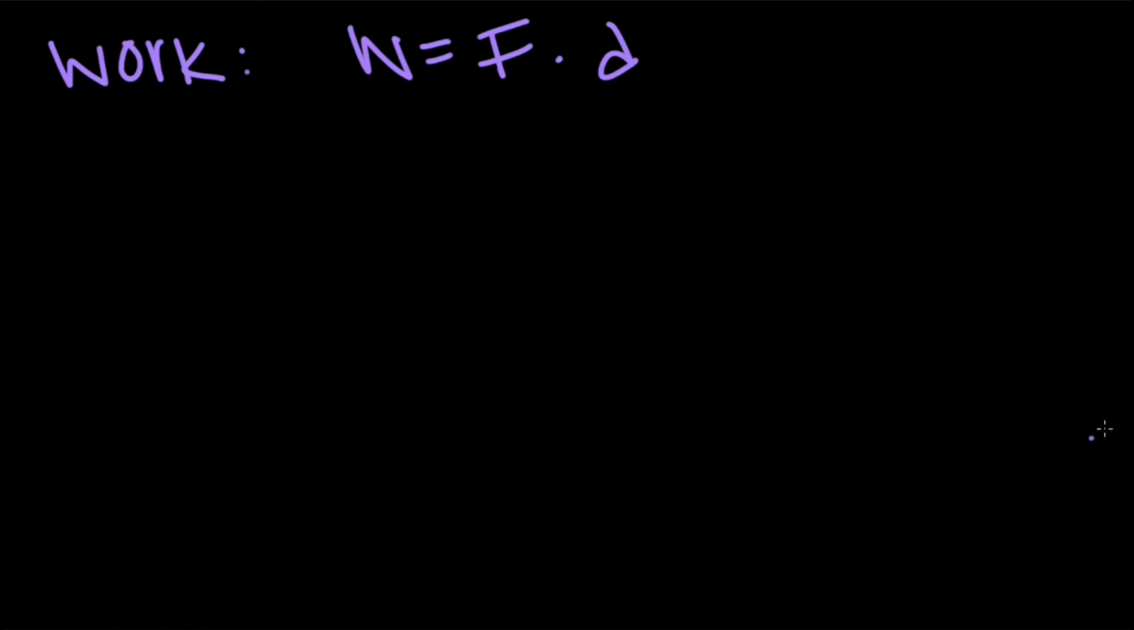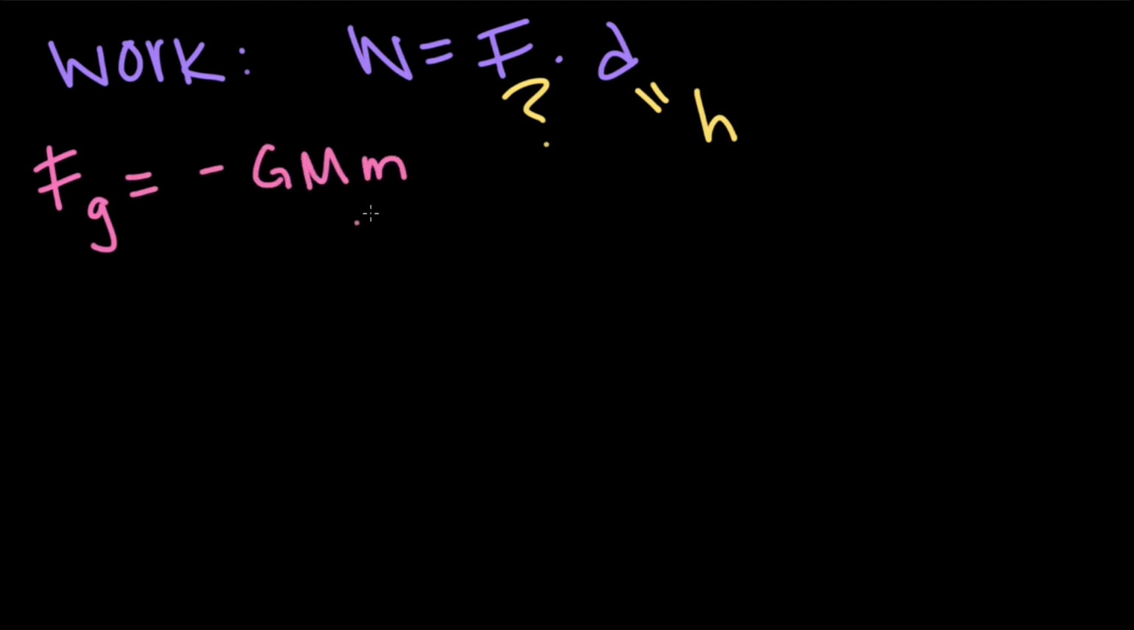Okay, so we know about work. Work is a force times a displacement. Now in this case, the displacement is how high that object is above the surface of the Earth, which we will call its height. So what about the force? Well, this force is going to be the force due to gravity. And we know, thanks to Newton, that the equation for this force is GMm over r squared.